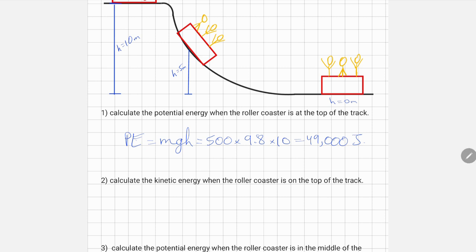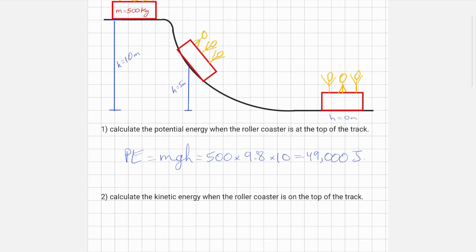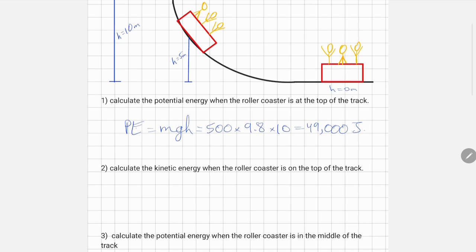Calculate the kinetic energy when the roller coaster is at the top of the track. Given that we have assumed that the roller coaster is not moving at the very top, it just slightly drops downwards and accelerates downwards due to gravity. So at the very top, there is no velocity. That's why we can directly assume that kinetic energy is 0 joules. If you want to use the formula, you can: it's half mv squared. And given that the velocity is 0, the answer itself is going to be 0 joules.